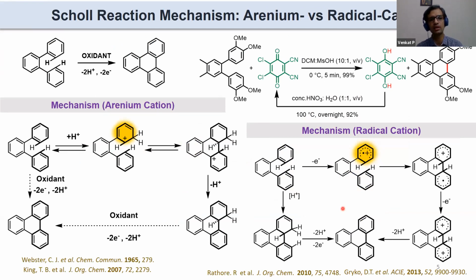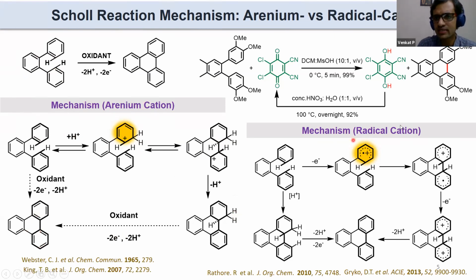Mechanistically speaking, this Scholl reaction can happen in two different ways. Both the mechanisms proposed here, the arenium cation mechanism and the radical cation mechanism, are commonly accepted. When you look at the arenium cation mechanism, consider a very simple compound where you are looking at the carbon-carbon bond formation between these two arenes. You take this compound and subject it to Scholl reaction conditions. First comes protonation, thereby you create an arenium cation. This arenium cation forms a carbon-carbon bond in a Friedel-Crafts manner, and afterwards loss of two protons and then two electrons results in the desired cyclic compound.